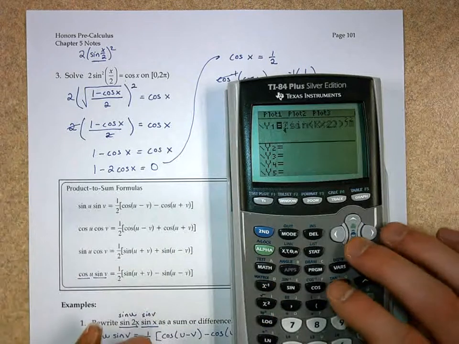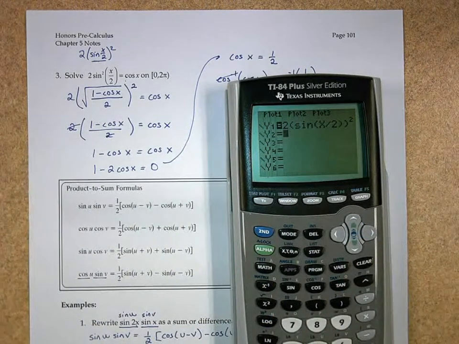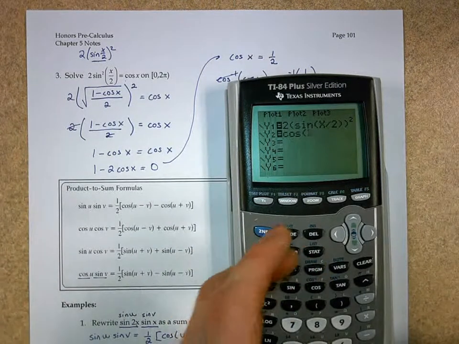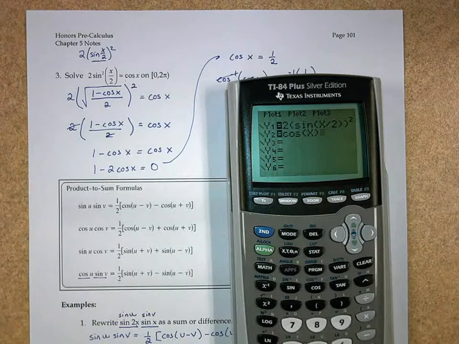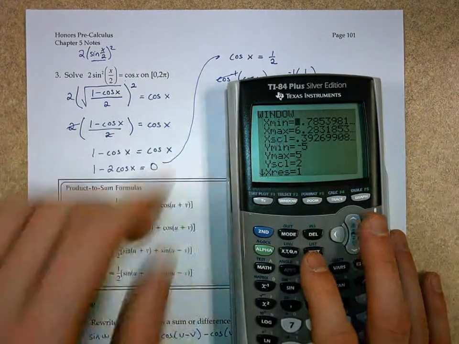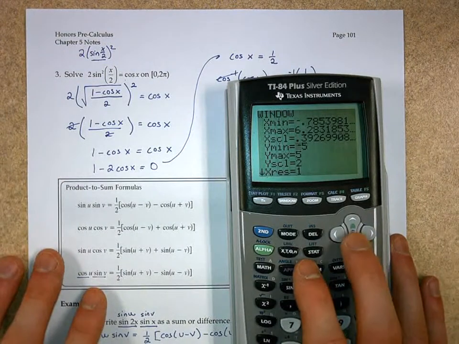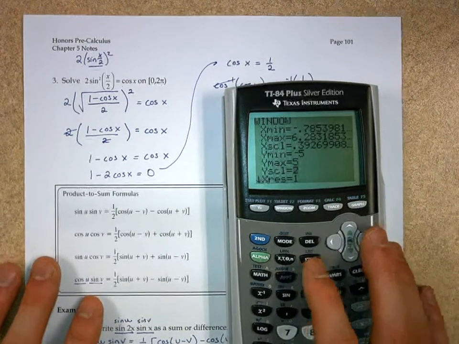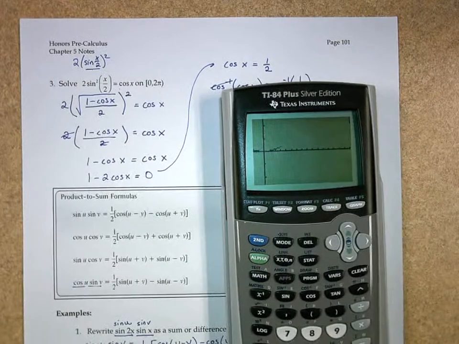squared. And I've got to put parentheses around that to make sure I get my entire sine function being squared. And then in y2, we'll put the cosine of x. And for my window here, I'm going from 0 to 2 pi, so my x scale would be fine, so should my y scale. And we'll hit graph.